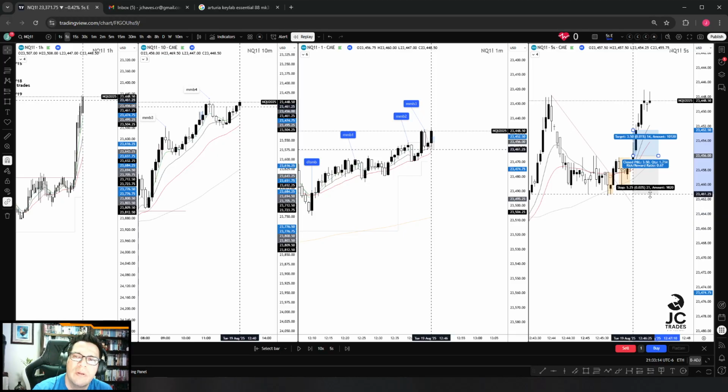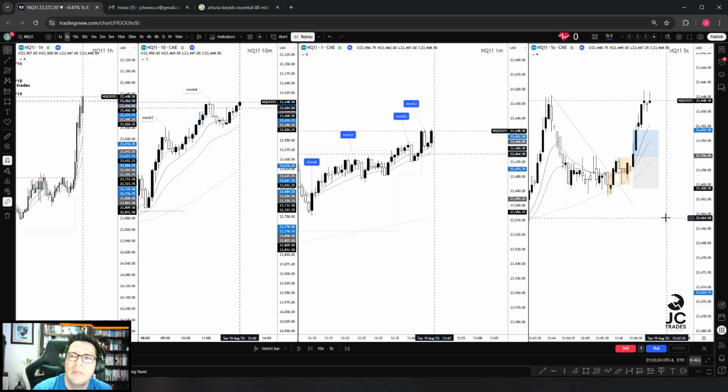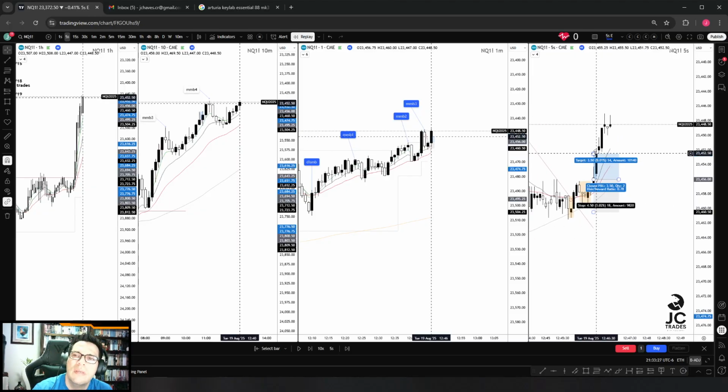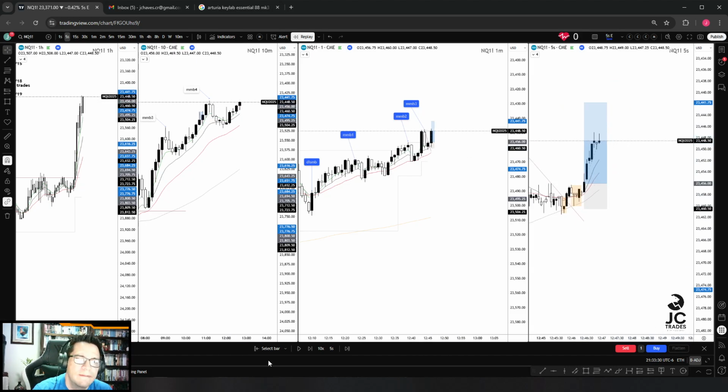So I would probably be placing this one at 2 contracts here, just protecting the double MB and the EMAs, the whole EMAs here. So here we had price tapping us in. So let's see how this goes from there.